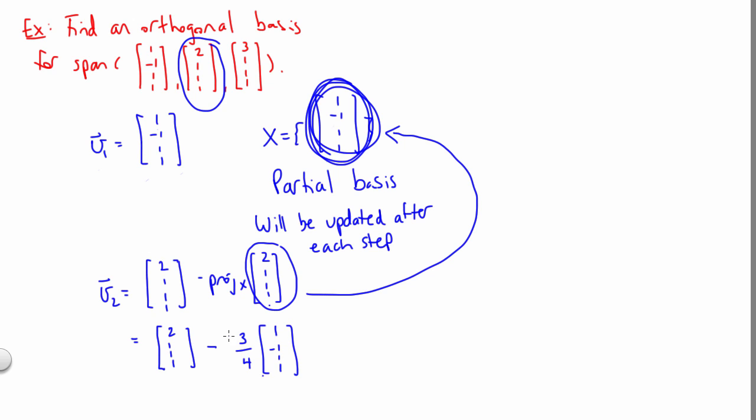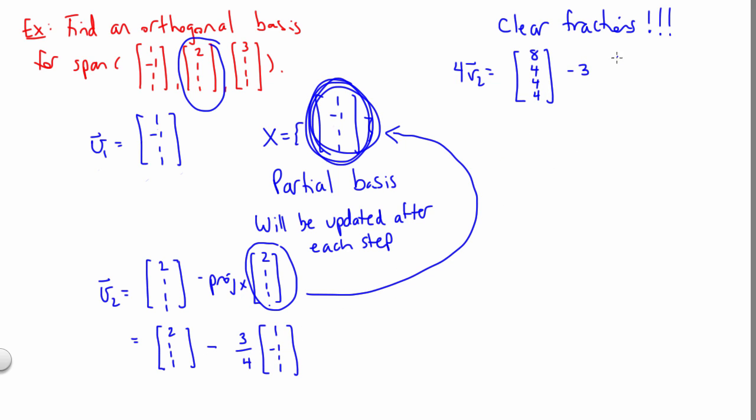Now what we really care about here is the direction of v2, so we are free at any point in this process to clear the fractions. We can multiply v2 by any multiple that we like, so why don't we multiply it by 4. We'll multiply that first vector through by 4, and that gives us 8, 4, 4, 4. Multiplying the second vector through by 4 is just going to clear that fraction, so we'll say minus 3 times 1, minus 1, 1, 1. And that gives us 5, 7, 1, 1.